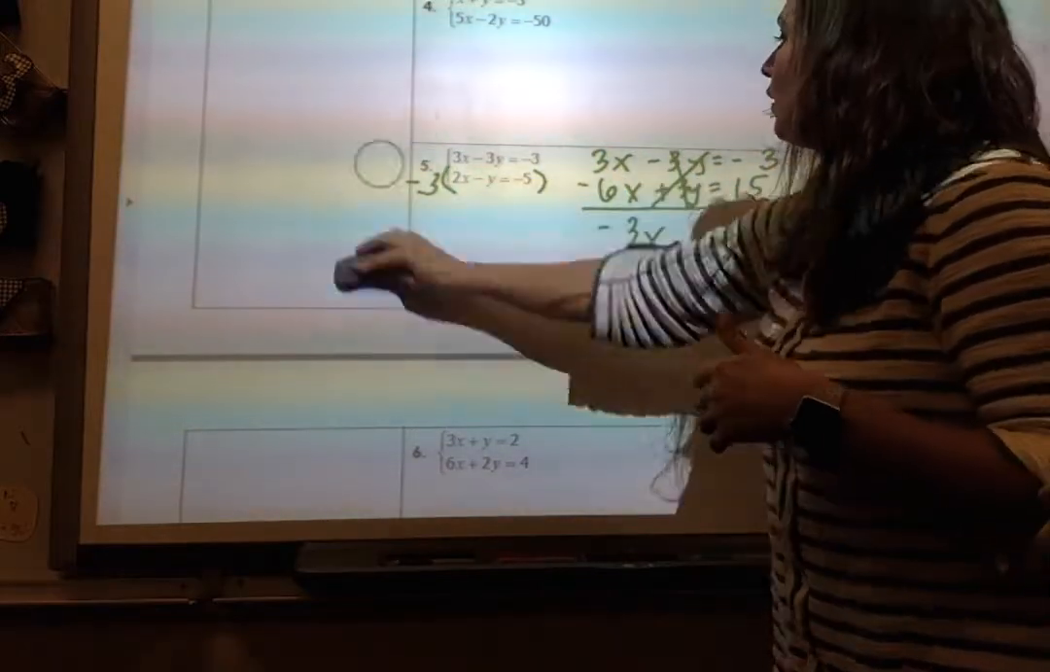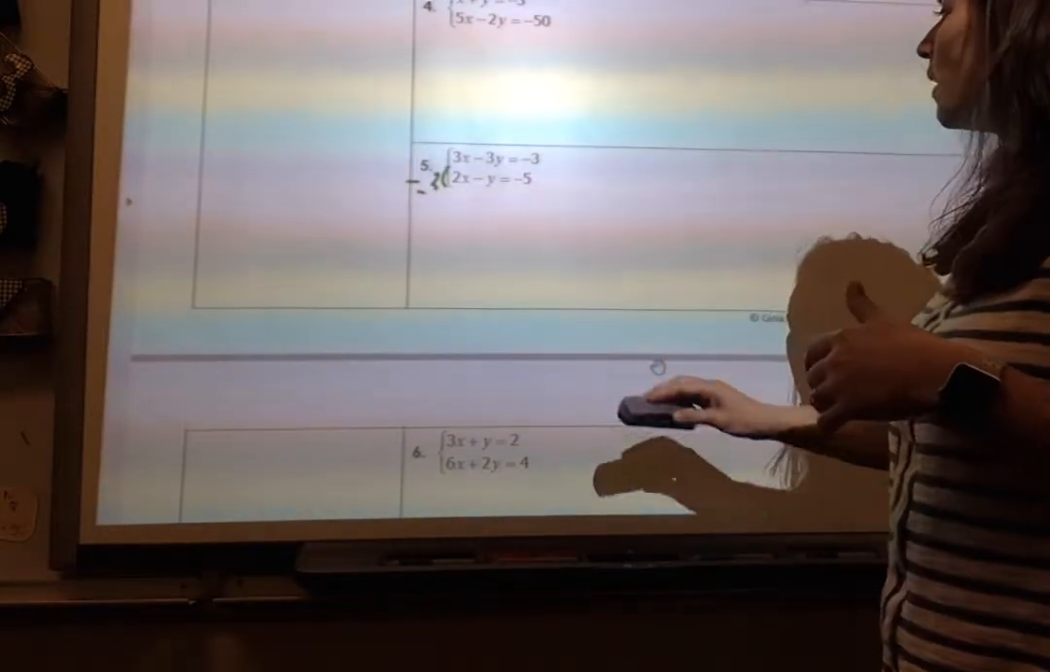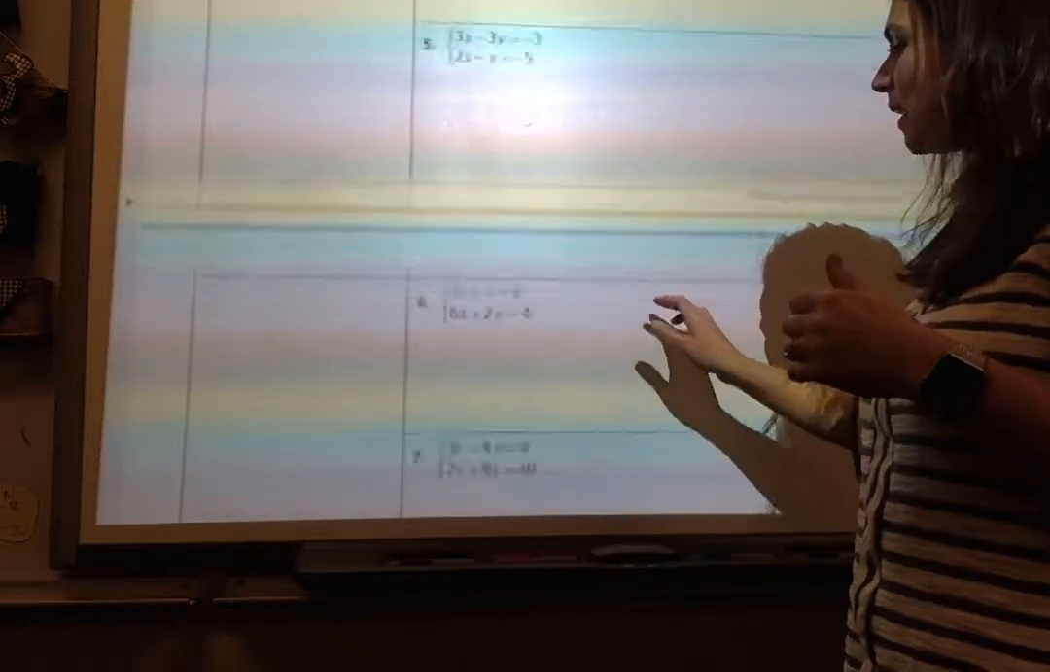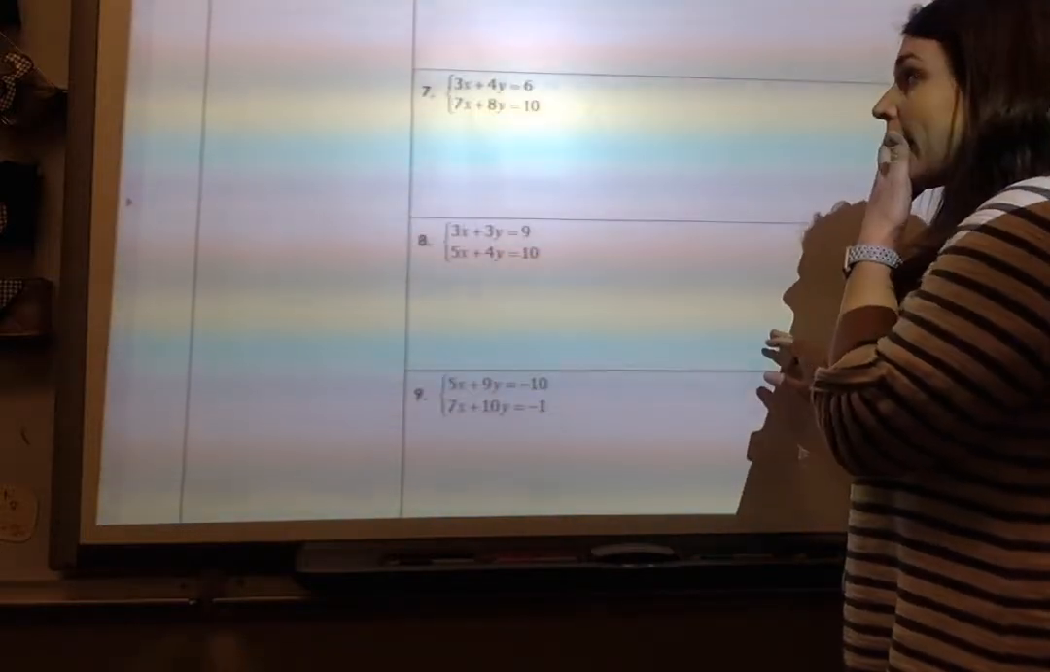All right, so that's how you do the elimination when there are no matching coefficients. But let's take a look when we go down and look at number 7.